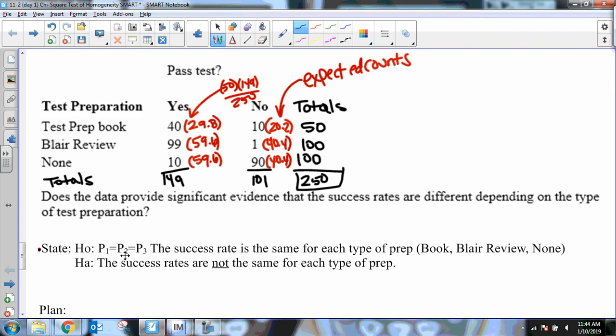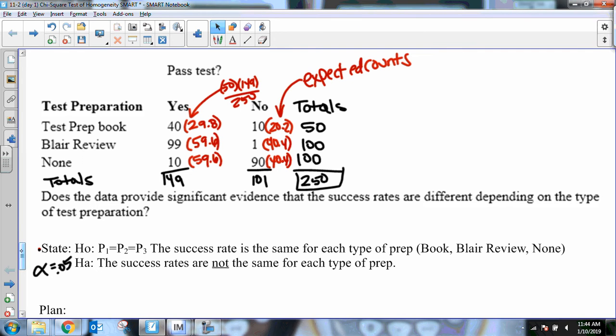This is what we have to assume because we're trying to show that it's not the same. And honestly, I would think it's not, because if you did no review, I'm thinking you're probably not going to have as much success. Okay, so like always, we need to put our alpha level. Let's put an alpha level of 0.05.